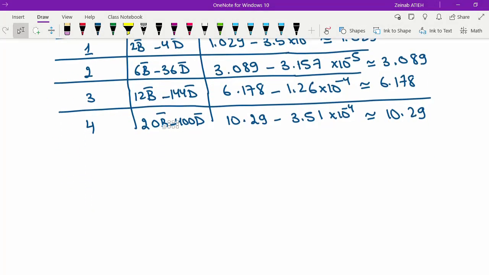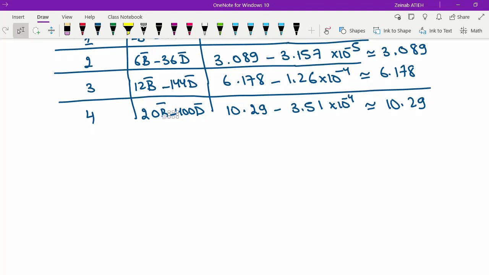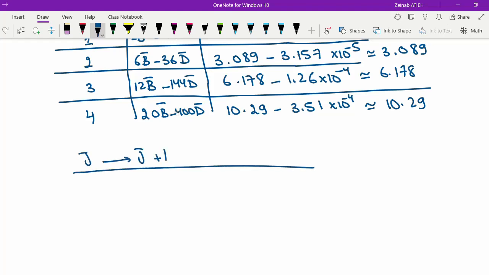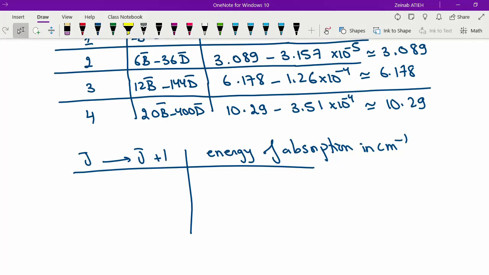Let's find the wave numbers of the absorbed radiation, or the absorbed photons. You know that in the case of absorption, there is a transition from a level J to J plus 1. So let me make a table: from J to J plus 1, and we're going to calculate the energy of the photon, the energy of absorption in centimeter minus 1. So from 0 to 1, all we have to do is just subtract the energies. It's from the upper table. Let me go up.